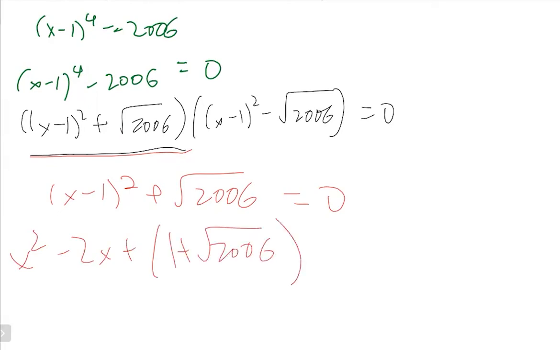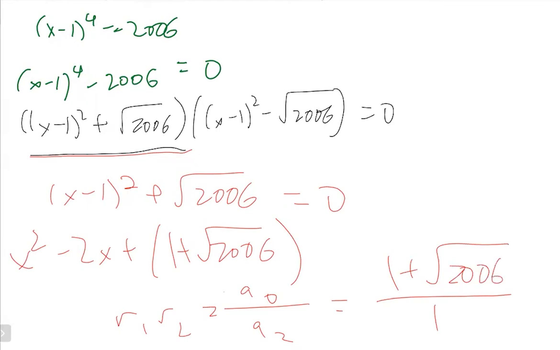Now, what do Vieta's formulas tell us? The product of the roots is equal to the constant term over the leading coefficient. The leading coefficient in this case is 1, and the constant term is 1 plus root 2006. So the product is just equal to this value, since division by 1 can be ignored.